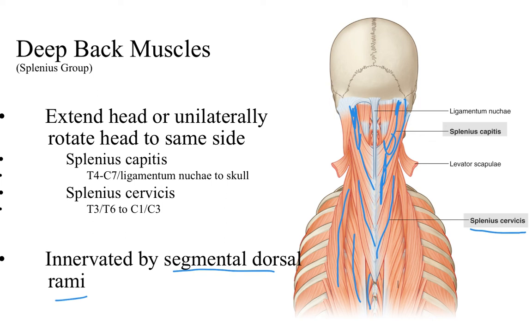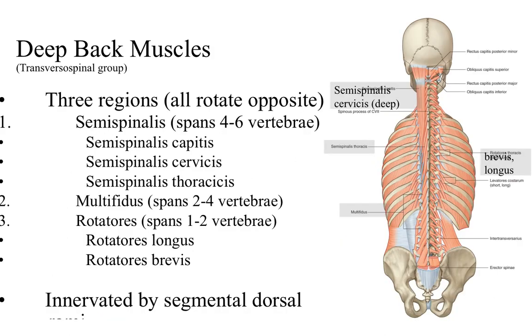Or unilaterally rotate the head to the same side. So what that means is that if you contract this muscle, your head is going to turn this way, and if you contract this muscle, your head is going to turn this way. All right, going even deeper, we have our transversospinal group. So three regions. Note that they all rotate opposite. So what that means is that when you contract on the right side, you're going to turn left, and when you contract on the left side, you're going to turn right.